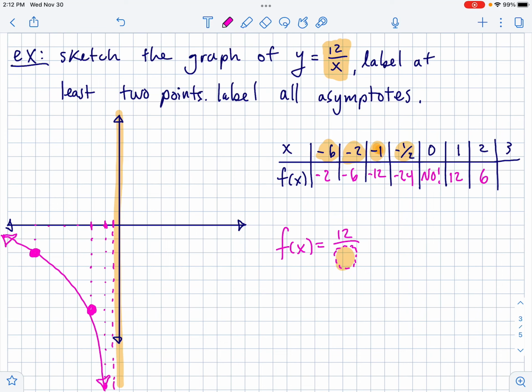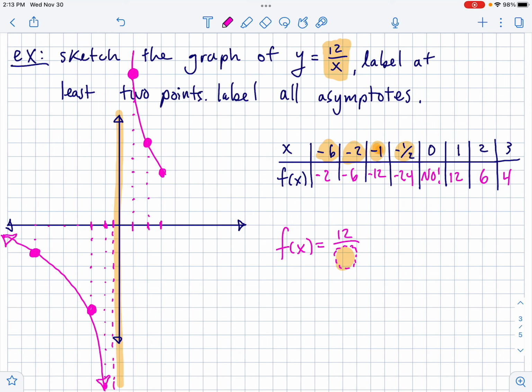Then if you put a 1 into that, 12 divided by 1 is 12. You put a 2 in that, 12 divided by 2 is 6. Put a 3 into that, you get 4. So then we go 1, 1, 2, 3, 4, 5, 6. Oh, sorry, 1 was supposed to be at 12. My bad. So 1, 2, 3, 4, 5, 6, 7, 8, 9, 10, 11, 12. So that's way up here. Then 2 is at 6. Oh, that's 5, my bad. Going too fast. That's 6. And then at 3, we get to 4.